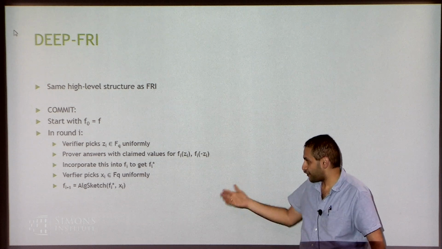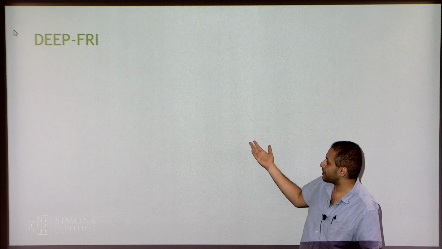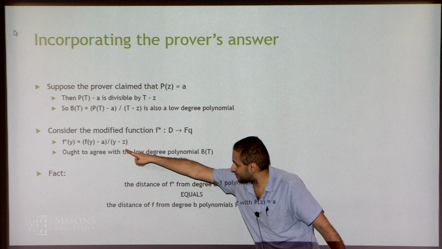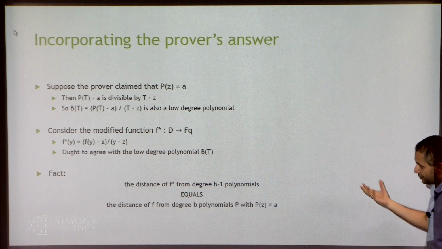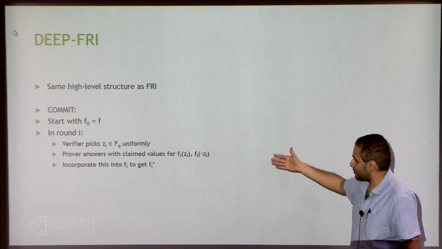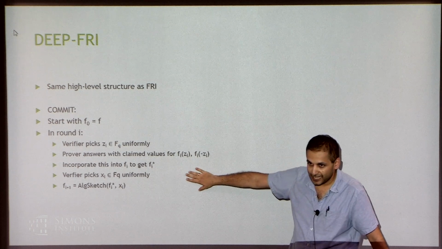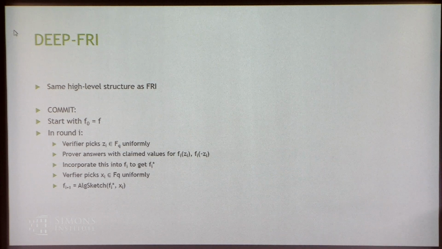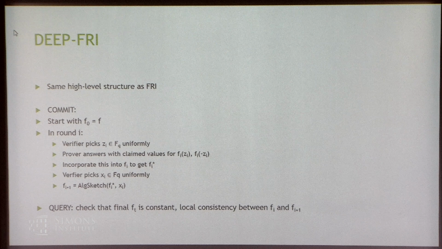Incorporate this into your function f. That incorporation is something you can do locally, right? The definition of this modified function is just something you can simulate yourselves given Oracle access to f. So we take this new function and ask for the algebraic sketch of that and continue with that. So that's what the new protocol is. And the query phase is just to check local consistency with everything. So this is exactly the same protocol, except we also asked along the way for claims about the values of these fi's outside, and we incorporated them into the function in this division method.